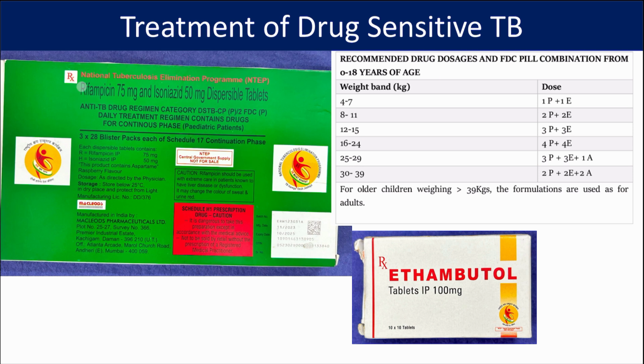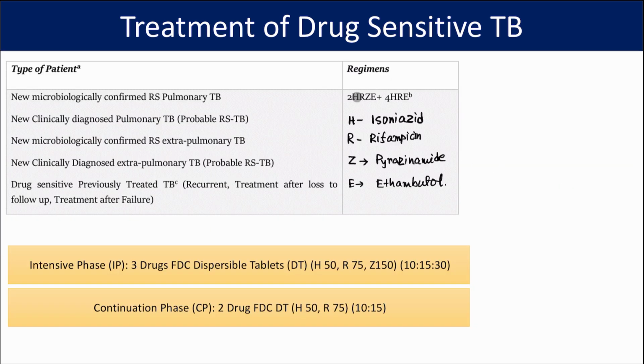Okay, so there are 3 drugs: isoniazide, rifampicin, and ethambutol. Ethambutol is basically given as a separate tablet, but this is this combination FDC, fixed dose combination, which is given by your NTEP. Look here, National Tuberculosis Elimination Program. This is made by our NTEP, and also this is given as per the weight band. Okay, and as per the weight band, the number of tablets that should be taken daily. So one thing, these 2 months and 4 months of treatment, it should be taken daily.